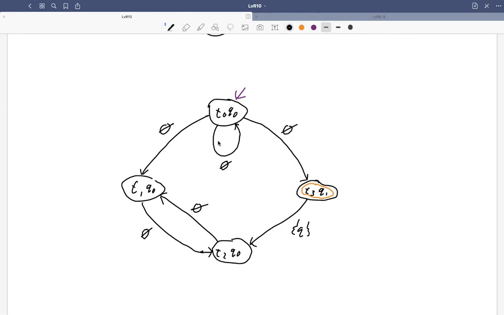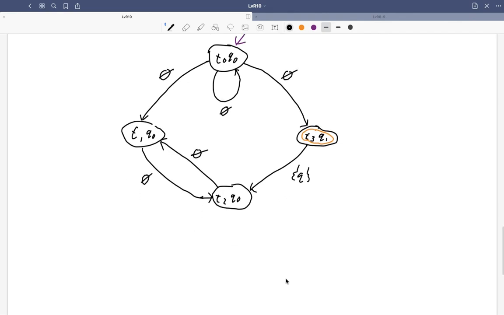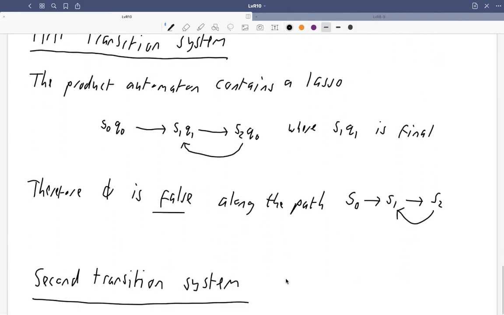Now in practice, one can find the loops using a depth-first search, for example. So that's how an algorithm would do it. It's a perfectly algorithmic process to find these loops and check for lassos. So we need to look for reachable loops. Is there a reachable loop that contains a final state? That's basically the question. In this case, there isn't.